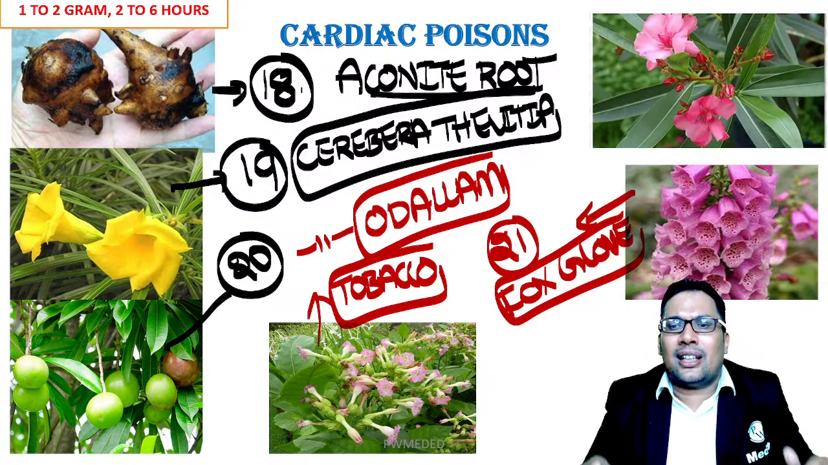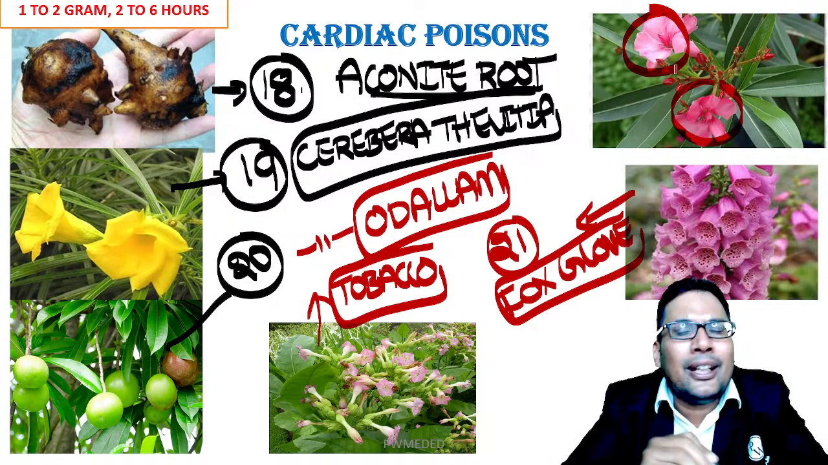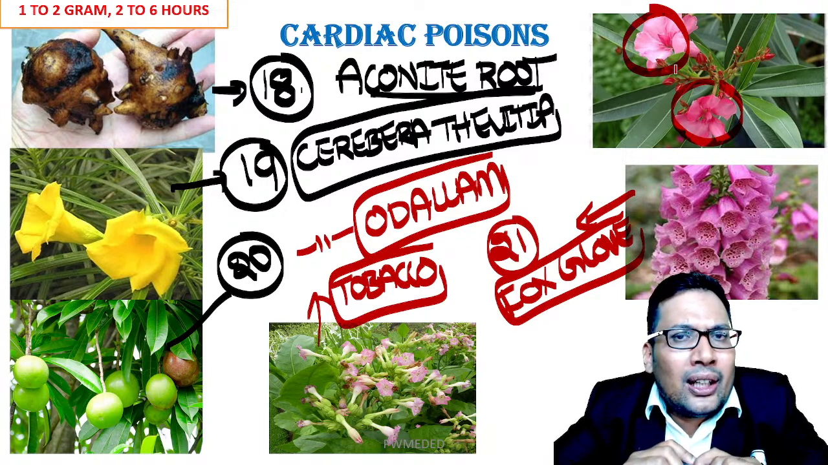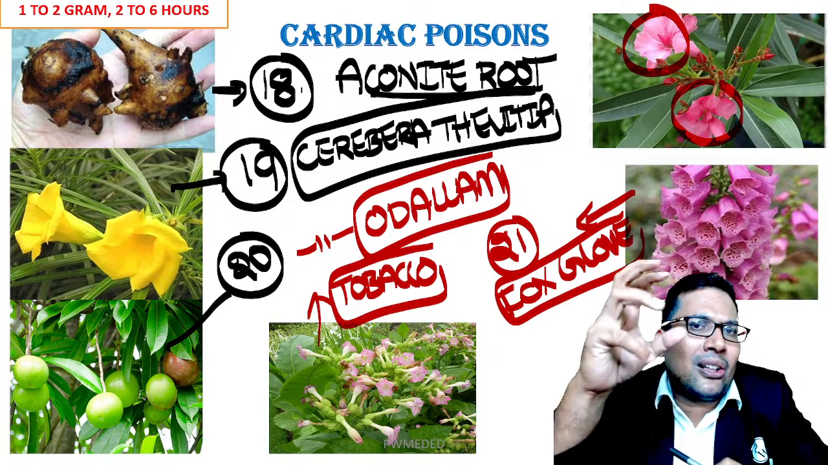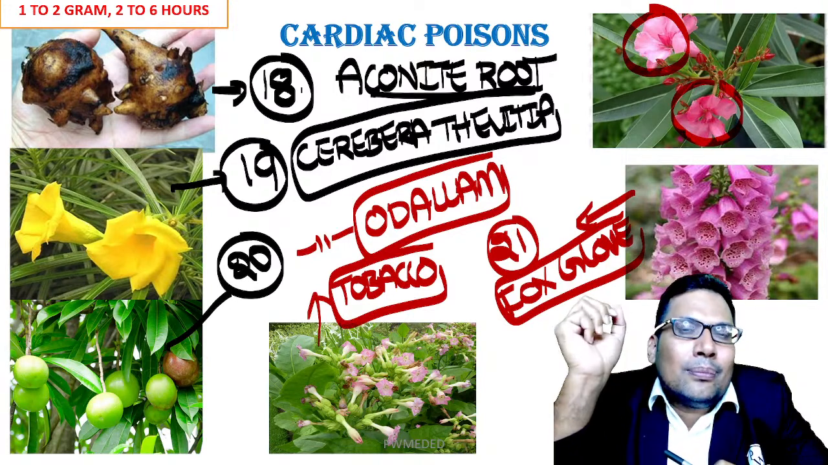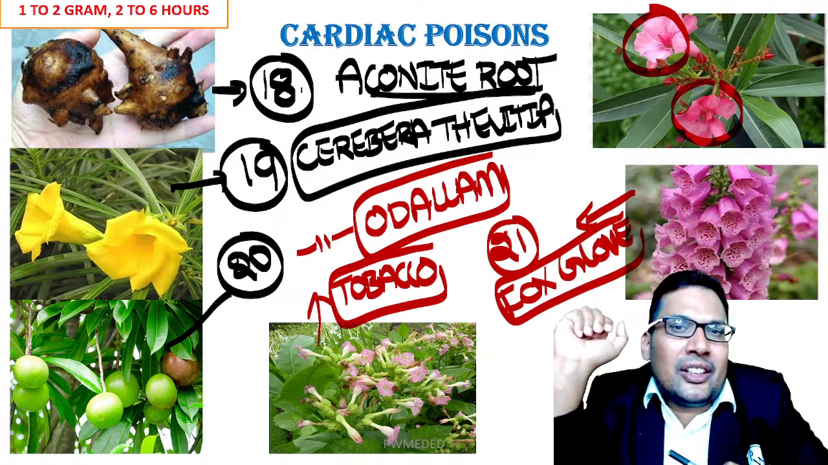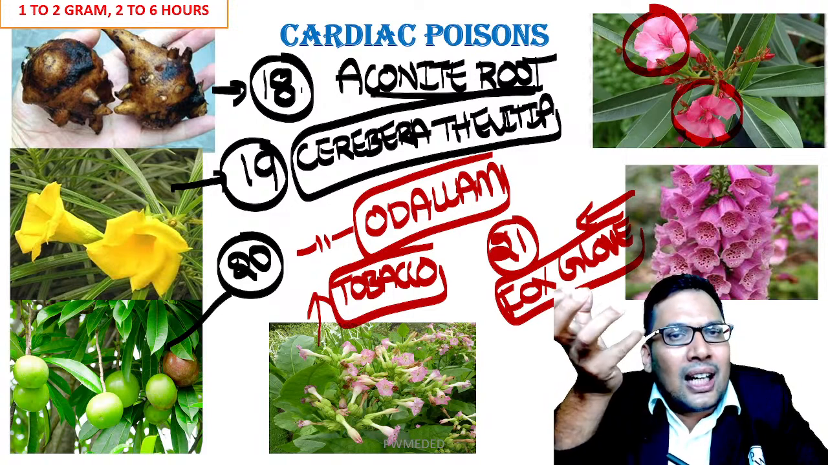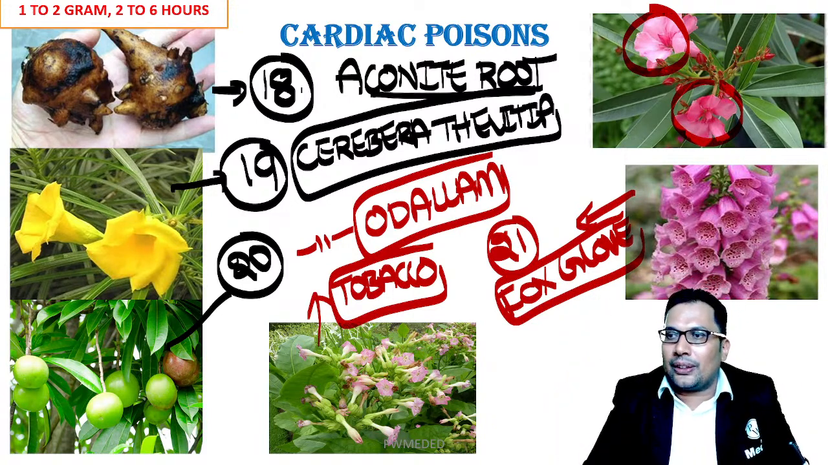And one more oleander, known as pink oleander. The pink oleander is known as Nerium odorum. Remember, Cerbera thevetia is the yellow oleander, and Nerium odorum is the pink oleander. Remember, Cerbera thevetia and Nerium odorum are cardiac poisons. So this is some brief about the cardiac poisons.